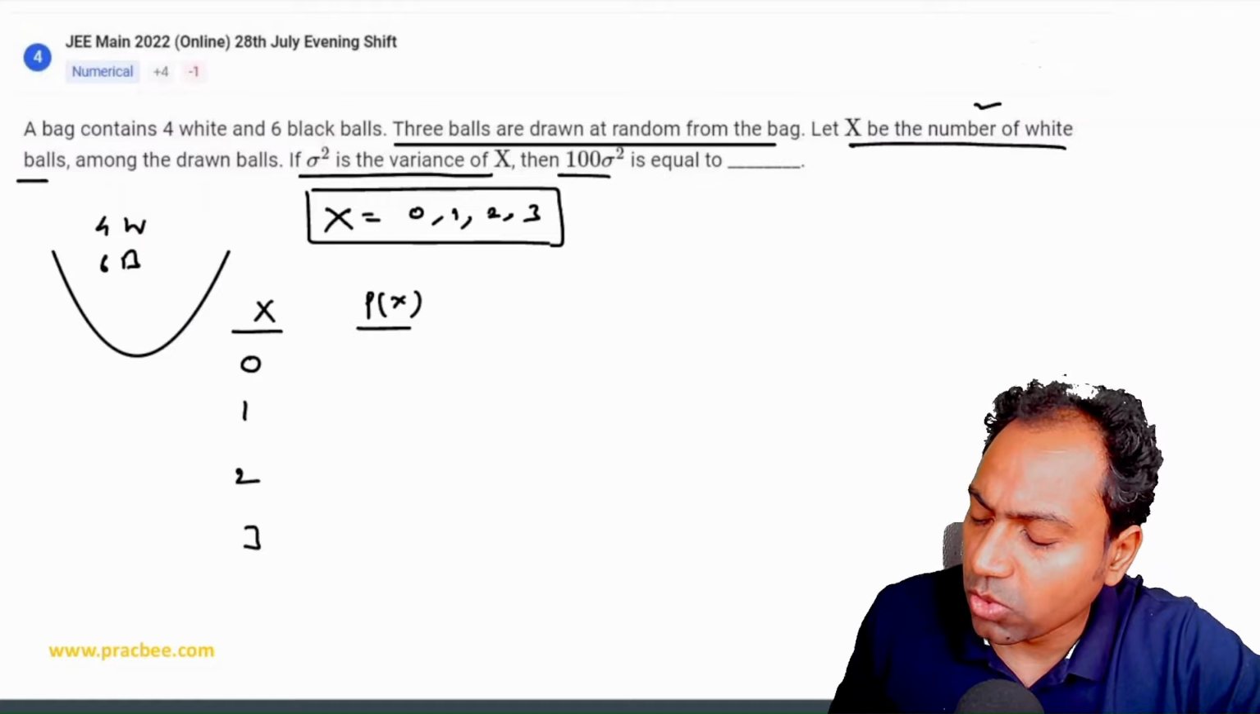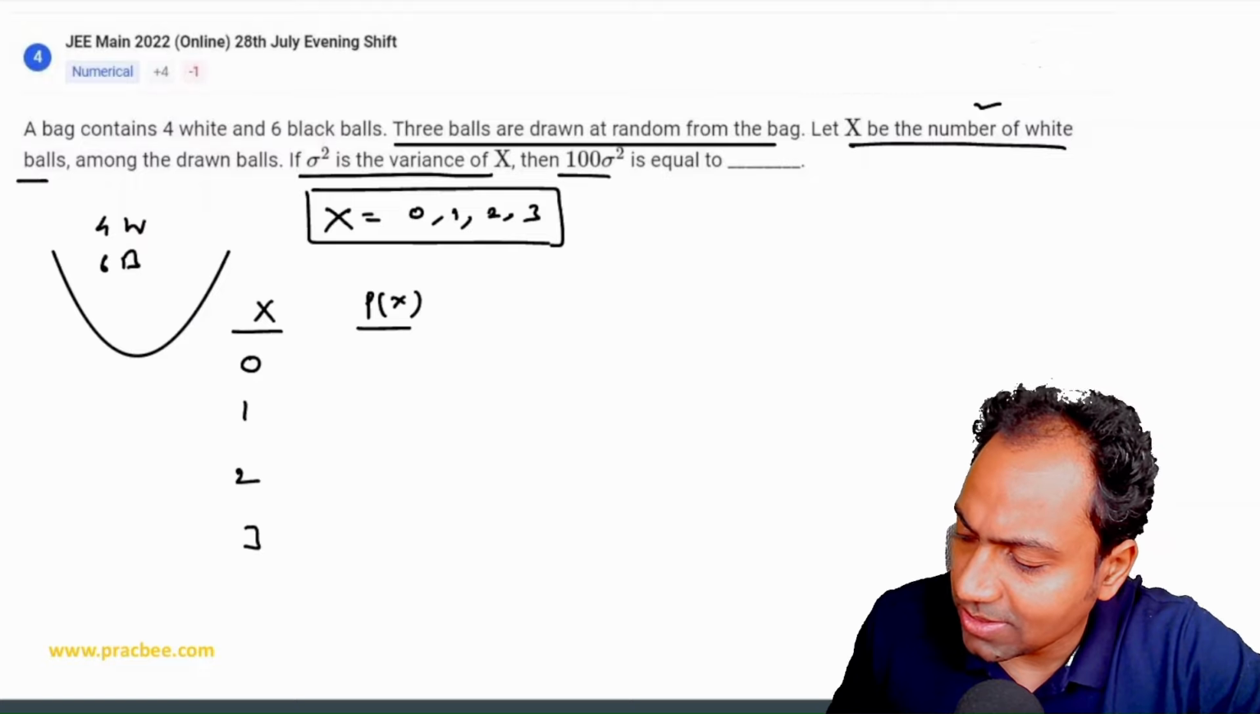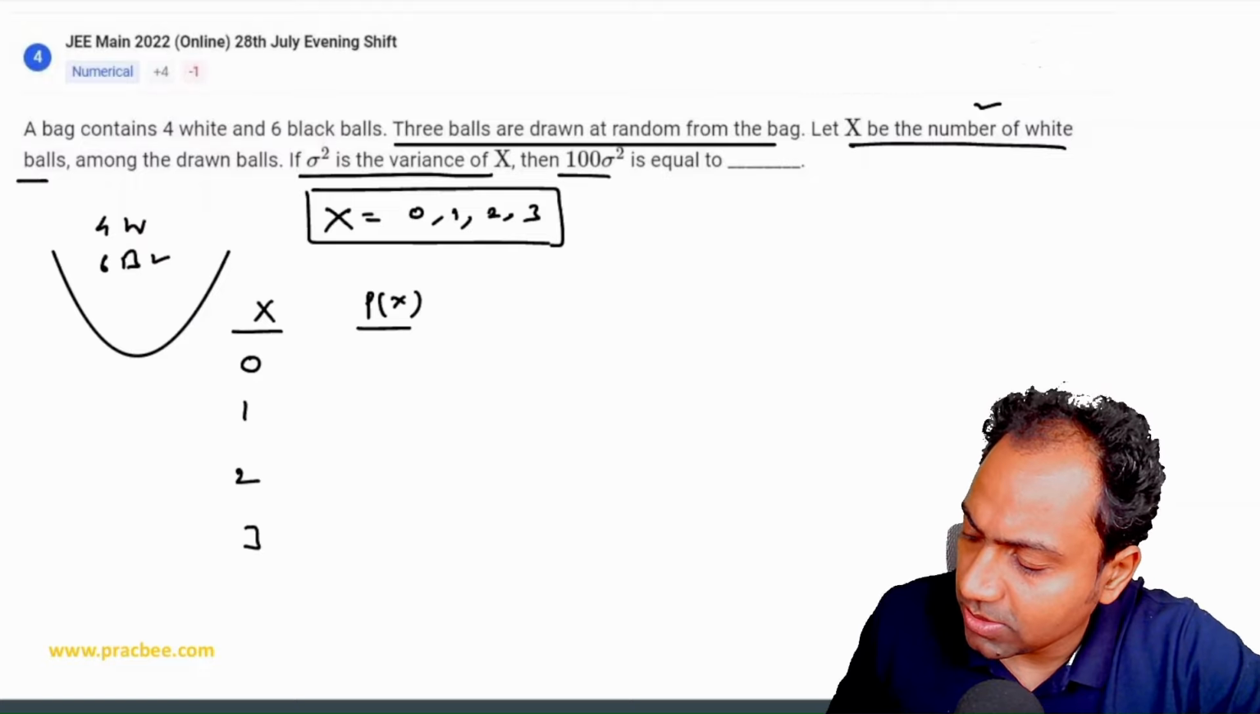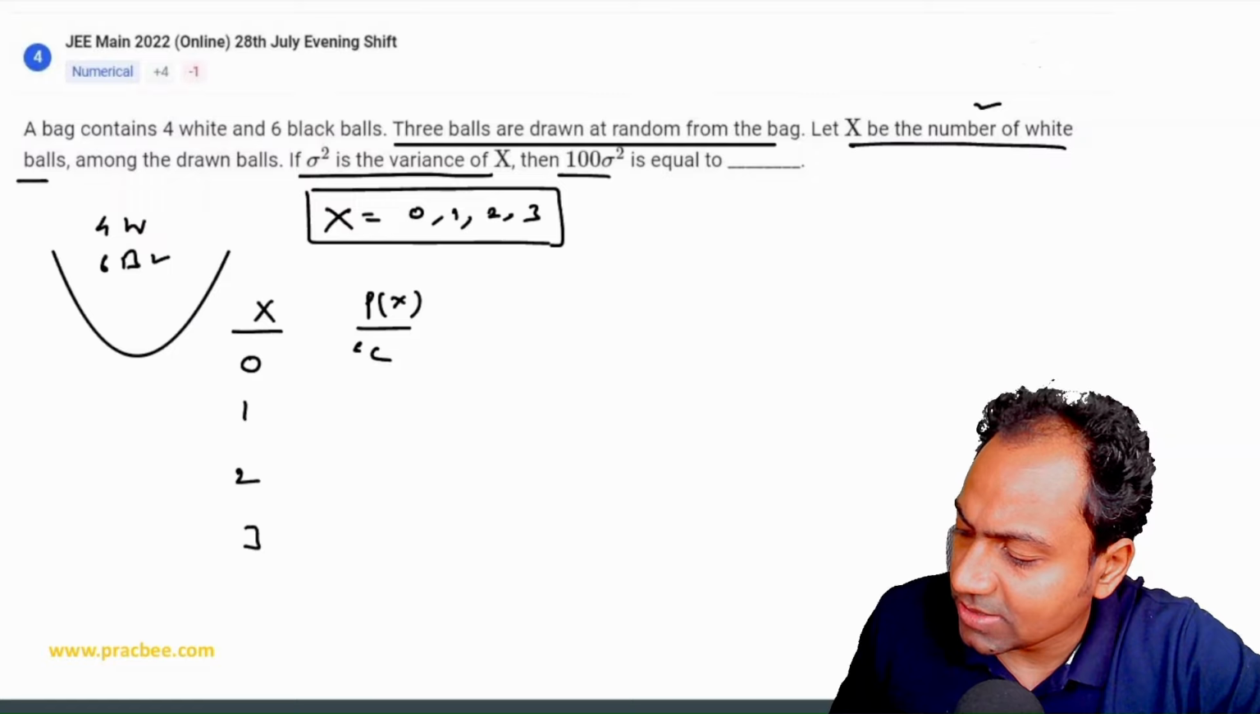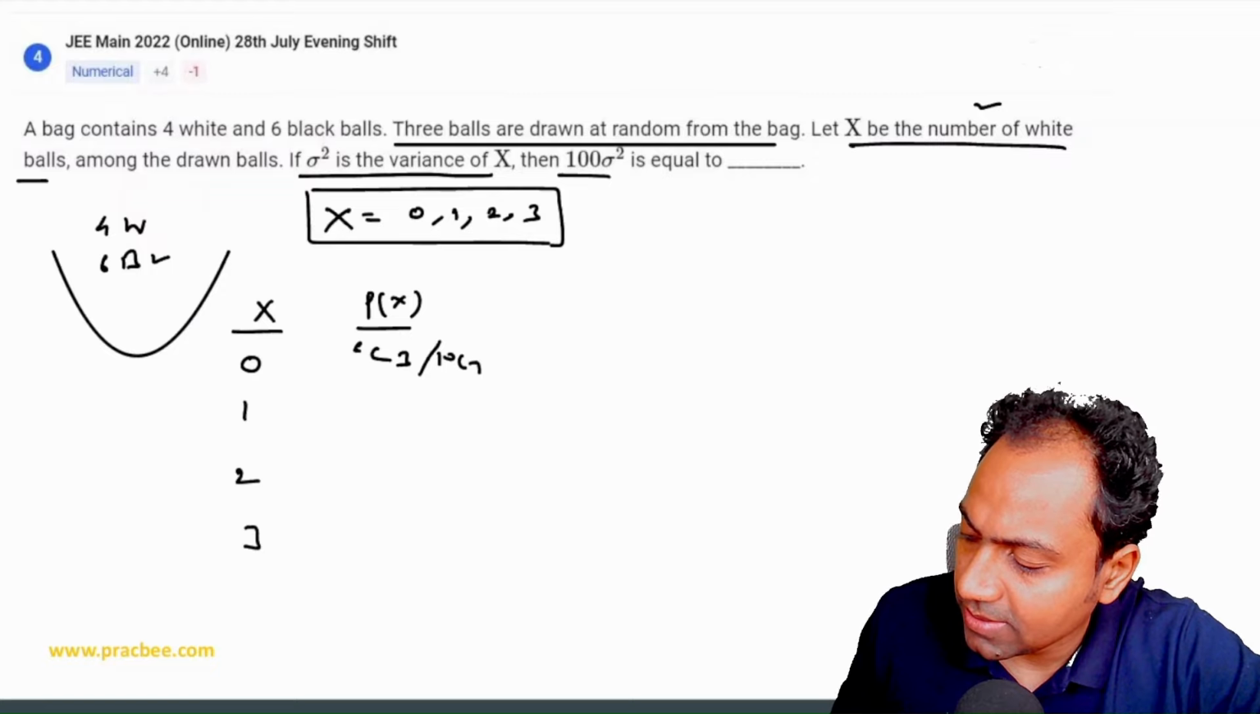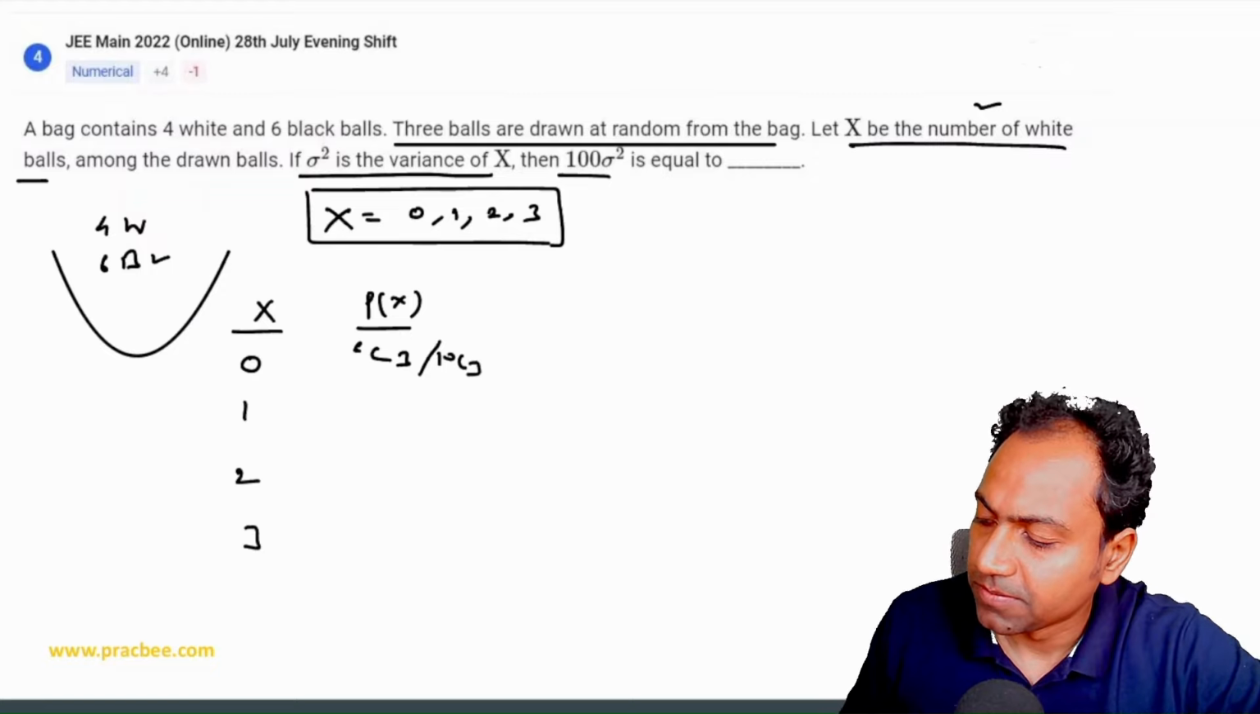If there are 0 white balls, how can 3 balls be chosen? Then the 3 balls should come out of the black balls only. So out of these 6 black balls, we take 3. So it becomes 6c3 by 10c3. This is the probability of the first event.